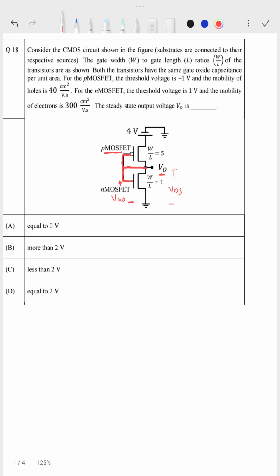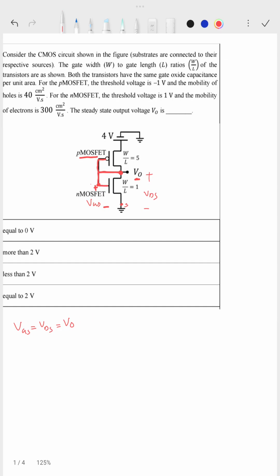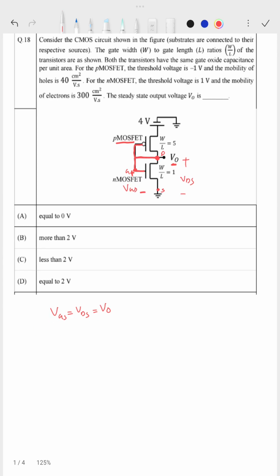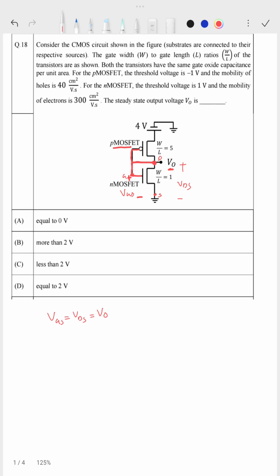From the circuit it is clear that VGS is equal to VDS, and that is equal to V0. Why? This node is connected to the gate itself. So drain and gate are the same, and the source is common. So this is the source, this is the gate, and this is the drain. And if you see here, the drain to source voltage is V0, V out. So VGS is equal to VDS. This is the first observation that we can see from the given circuit.